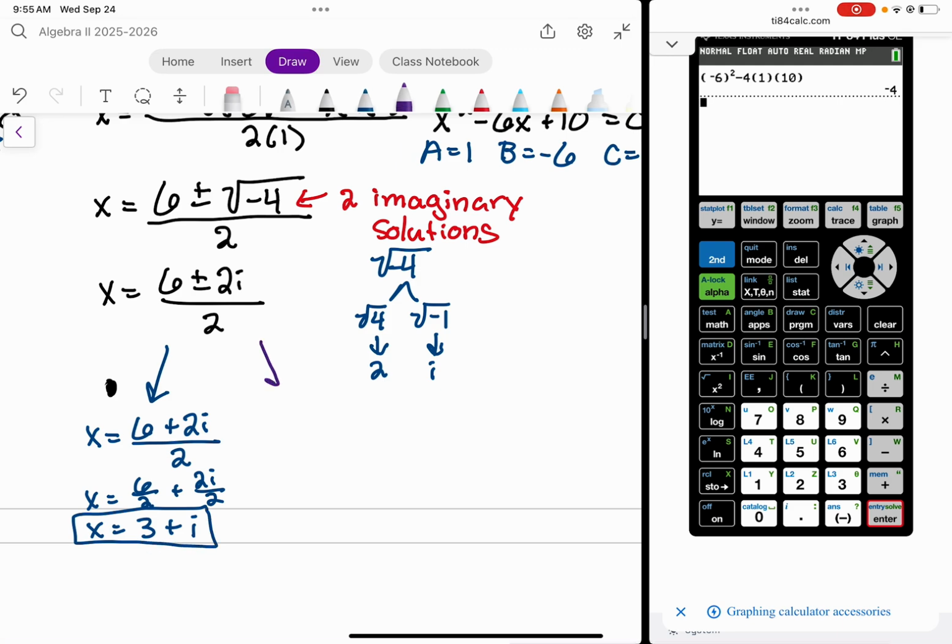Then we can do our next one where we subtract the top part. So this one was minus, the first one was a plus. So when we subtract, we would get x equals 6. If we separate it, 6 over 2 minus 2i over 2. Then we can simplify to get our final answer of 3 minus i.